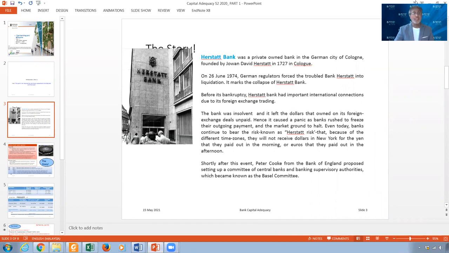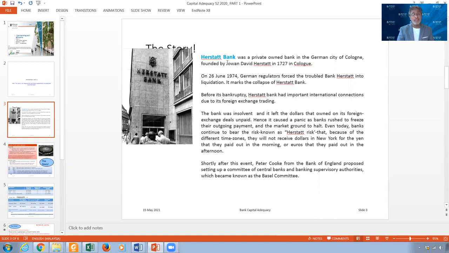Before 1974, when this German bank collapsed in Germany, there were no capital regulations. Regulators and supervisors were only interested in pricing. They were telling the financial institutions in their jurisdictions what the price was, the cost of the loans, and all these issues. They were also concerned about the money supply, but nothing more than that.